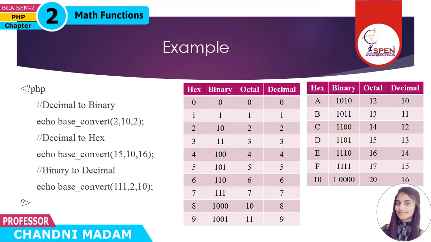Here our value is 111. This is your binary value. So we will convert it to a decimal number. Here 111 is your binary value that we want to convert to a decimal number. So your output is 7.